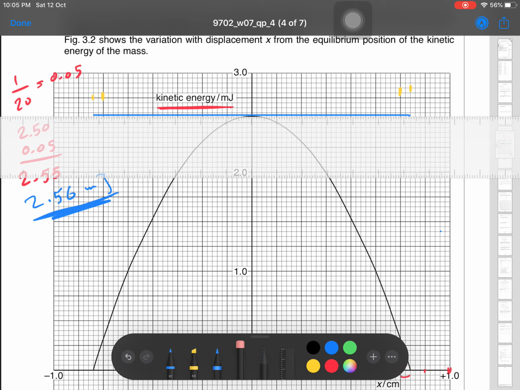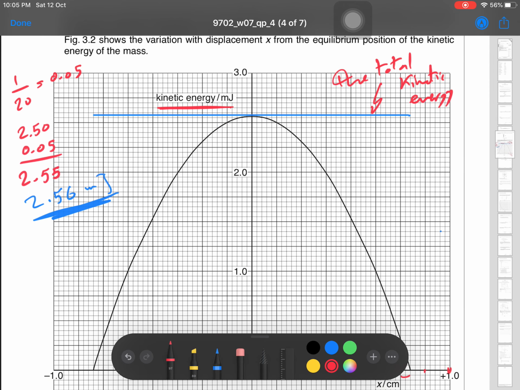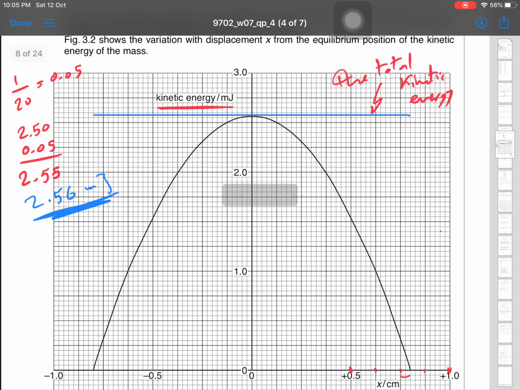Okay, so now we can erase these marks here. So this line represents the total kinetic energy. We can mark it here, the total kinetic energy. And we are going to remove the ruler, and we are going to move back.